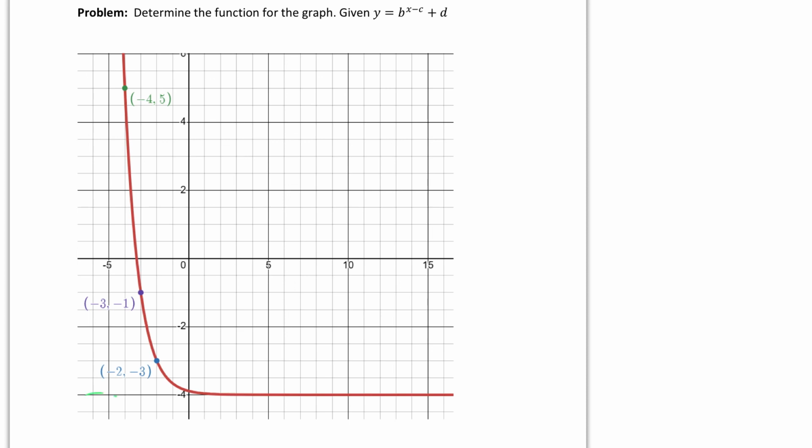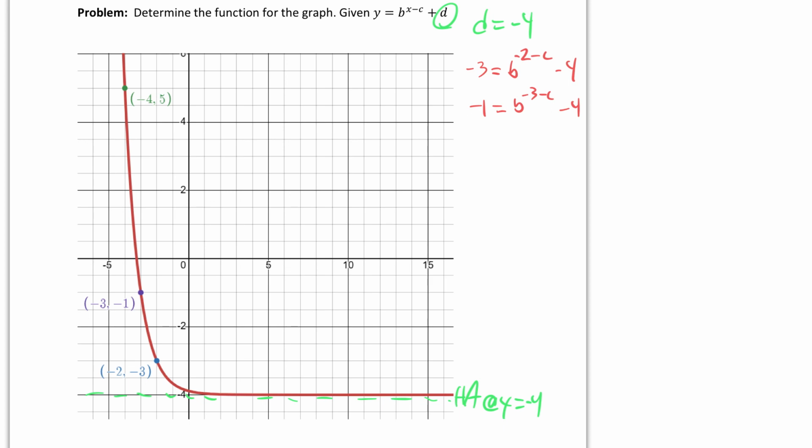All right, so similar to the last one, we should definitely look at that horizontal asymptote. The horizontal asymptote is at y equals negative 4, and so that means d is equal to negative 4. Now let's go ahead and plug in some points. So we have negative 3 equals b to the negative 2 minus c minus 4. And we have negative 1 equals b to the negative 3 minus c minus 4.